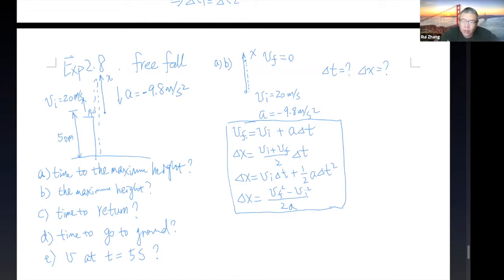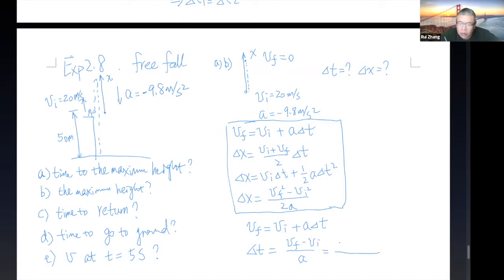As I said, you can plug in numbers right away, but I always manipulate the formula first. It's your choice, but I hope you can develop this habit of doing the manipulation first. If you move the VI to the left, you have VF minus VI equal to A delta T. So divide by A. Then I have delta T equal to VF minus VI divided by A. And then you just plug in numbers.